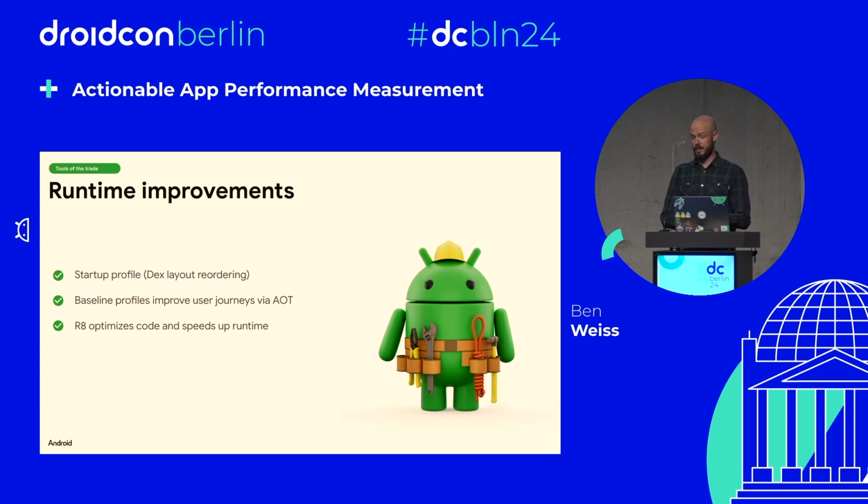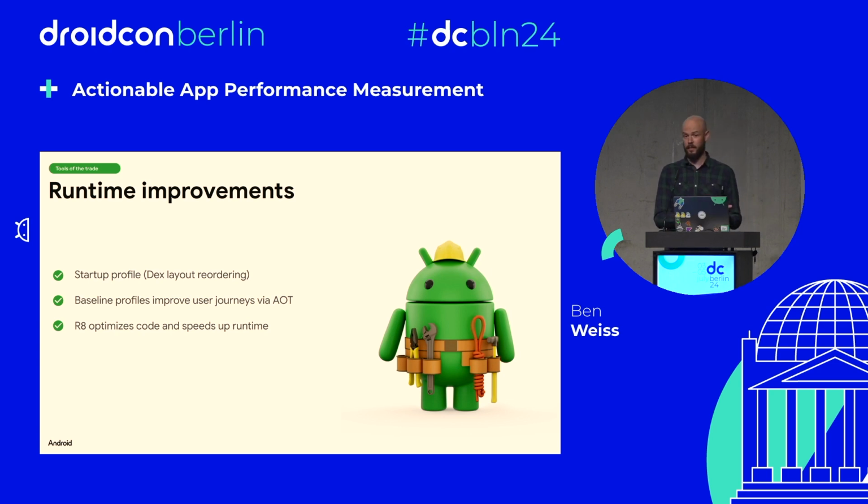For runtime improvements, if you have AGP8 and R8 enabled already, then you can do more things. What I'm talking about are the foundation. You have to do the upgrade to AGP8. If you have R8 enabled, you can use startup profiles. Startup profiles is a really cool way that the DEX files get reshuffled, so only the code that is used in the app startup will be present in that DEX file, so that makes it faster and more cost efficient to load that first DEX file, makes it faster to start the app.